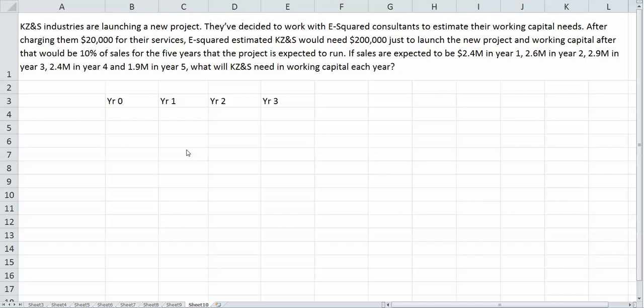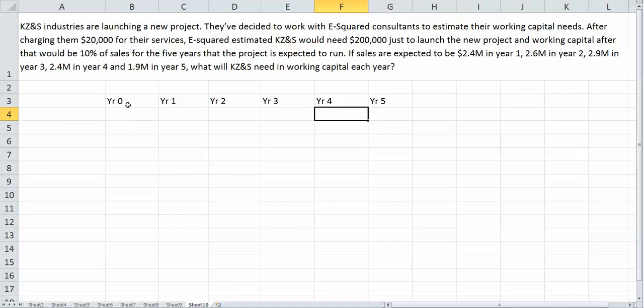In this example, I'm going to talk to you guys about net working capital. So first off, we always said that we're going to do a percentage of sales for our working capital for years 1 through whatever. So if it's project years 1 through 5, 1 through 3, whatever it is, we're going to do it based on percent of sales.